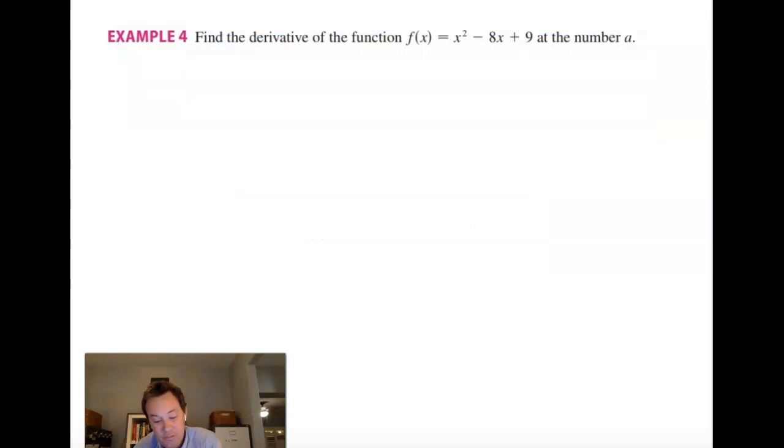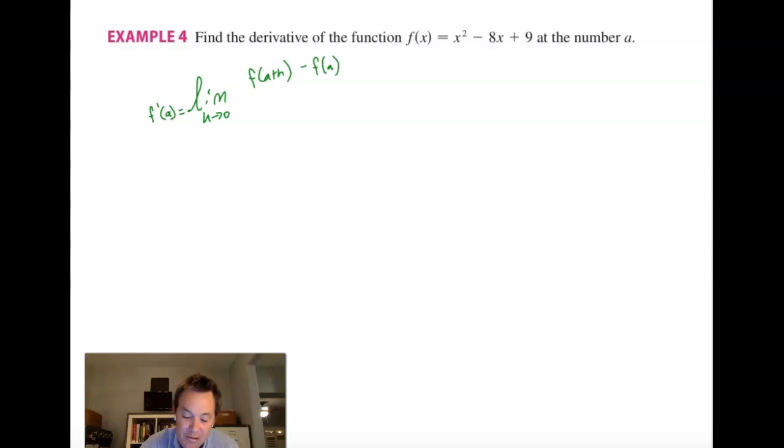Okay, so find the derivative of the function f of x equals x squared minus 8x plus 9 at the number a. So they're going to have us abstract this idea. I'm going to go to the limit, so we'll use our prime notation. F prime at a equals the limit as h approaches 0 of f of a plus h minus f of a over h.